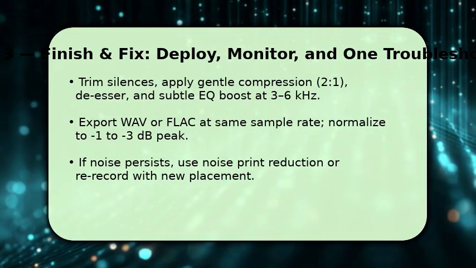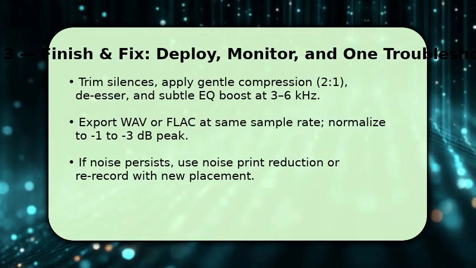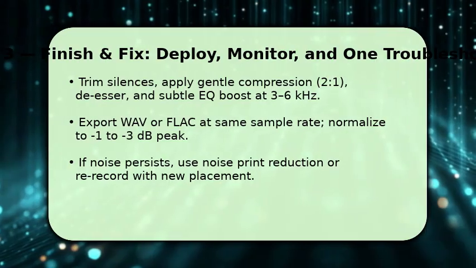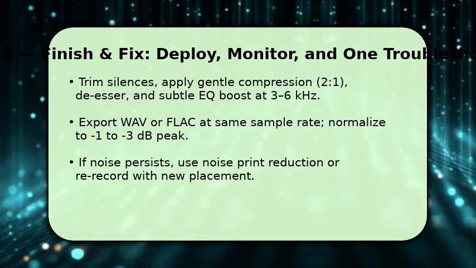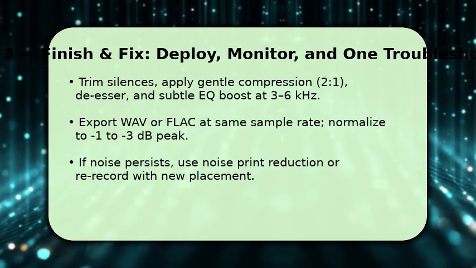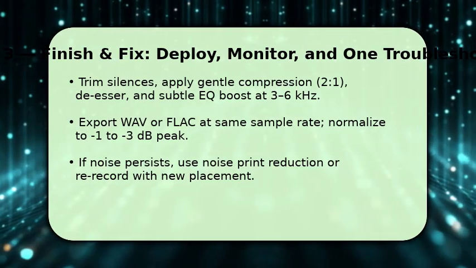Once done, export lossless WAV or FLAC at your session rate and normalize to about -1 to -3 dB peak. If you still hear hiss or rumble, run noise reduction using a noise profile, or simply re-record with improved mic placement and room treatment.